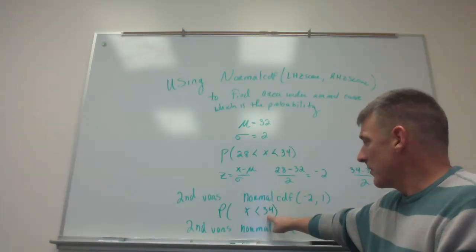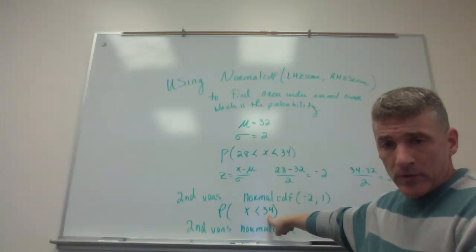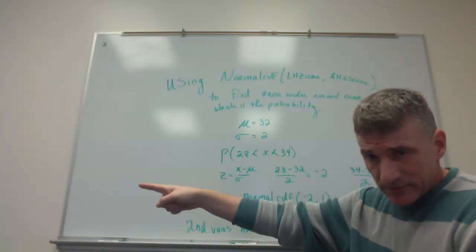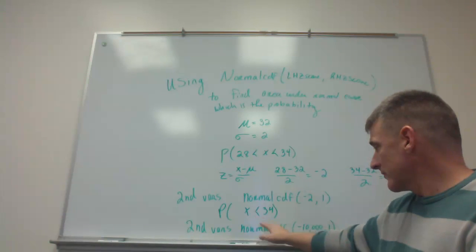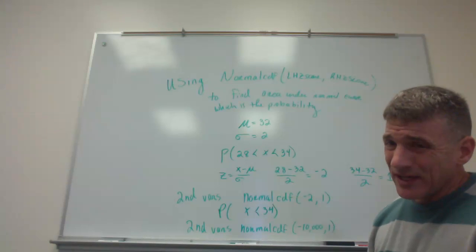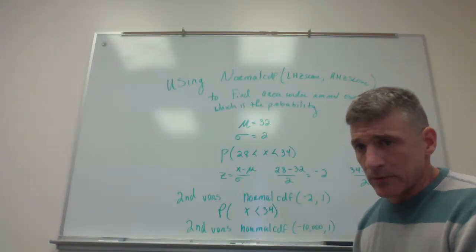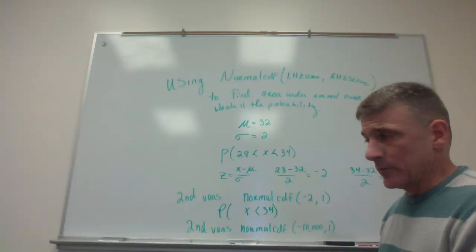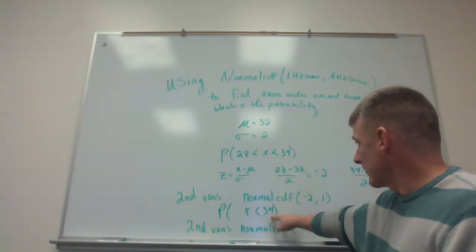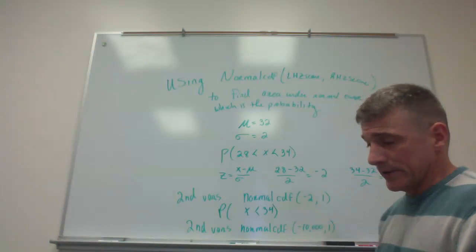It says, what if we just wanted to find strictly less than 34? Which means from negative infinity up to 34. So we're going to hit the second vars normal CDF. We don't have a negative infinity key. So what we use is negative 10,000. And then we come up to the 1. We already got the 34's z-score from over here.